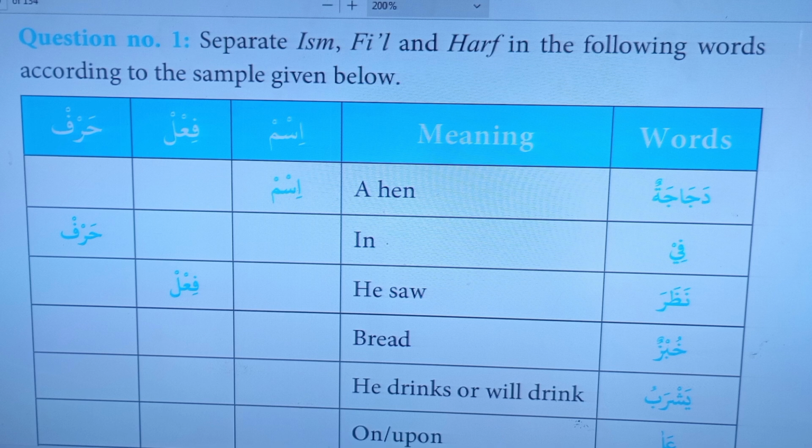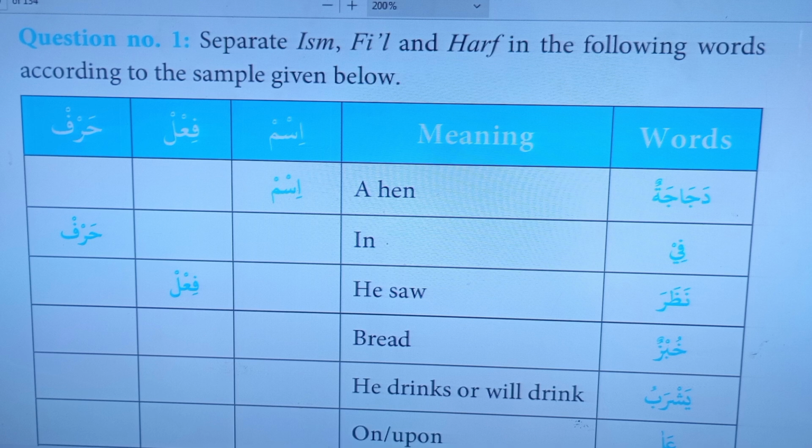Next is fee, which means in. Can it stand alone? No. In makes no sense without context. So it is a harf. Nadara. He saw. It's an action, and it happened in the past. That makes it a fi'l.